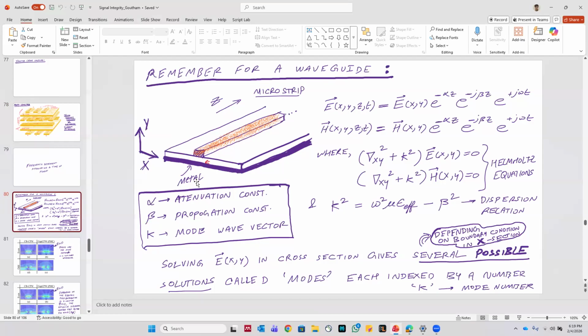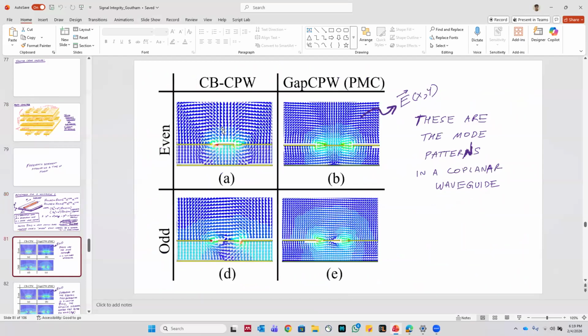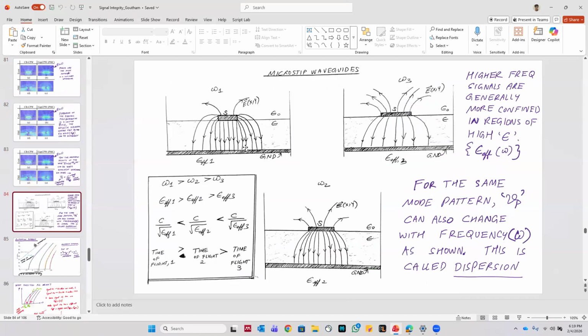Depending on the frequency of a signal, it can have a different field distribution in the cross-section. And because a different field distribution in turn means a different effective dielectric constant, different frequencies end up traveling at different speeds. So you get something called frequency-dependent time of flight, where, for example, at a higher frequency, most of the field gets confined within the region with a higher dielectric constant, so your overall effective dielectric constant increases, versus a lower frequency, where the field is more uniformly distributed between epsilon naught and epsilon.